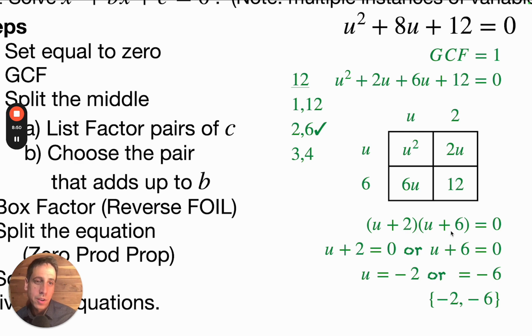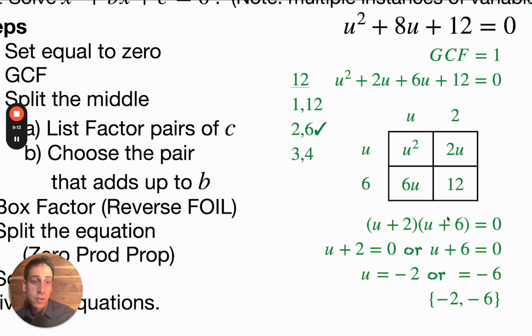This is something you could actually FOIL back out and get to if you wanted to. The first terms would be u times u here. The outside terms would be u times 6, which is here. The inside terms would be 2 times u here, and the 2 times 6 would be 12 here. And you'd write them all out.